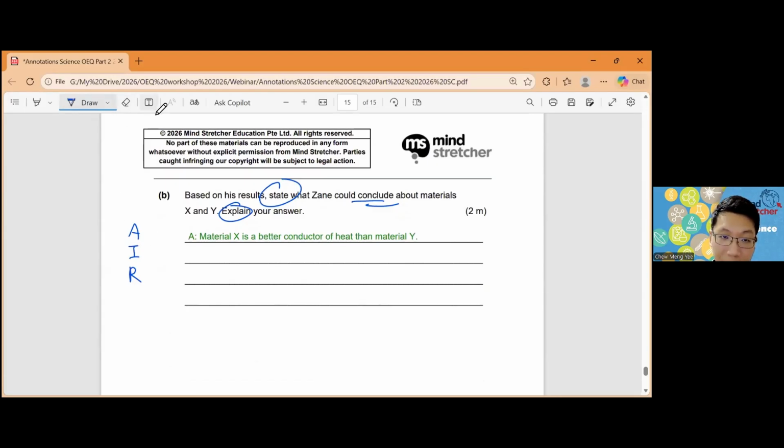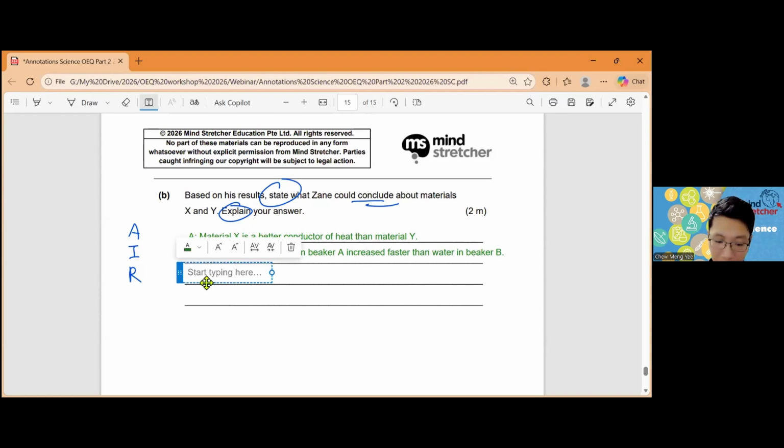Information, I for information. So from the graph, what did I tell you? The temperature increases faster than the water in B. Temperature of water in A increase faster than water in B. So this is what you obtain from the graph. Then finally you connect the both. Okay, so how does temperature increasing faster leads to better conductor?